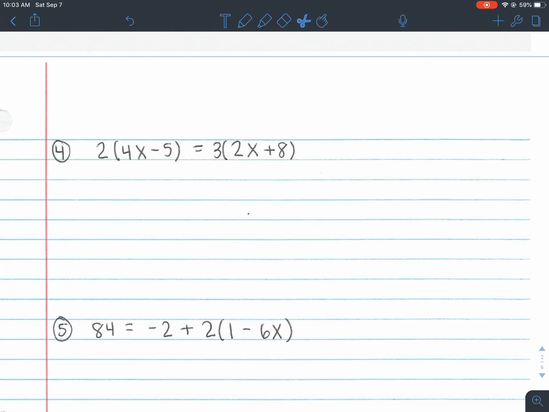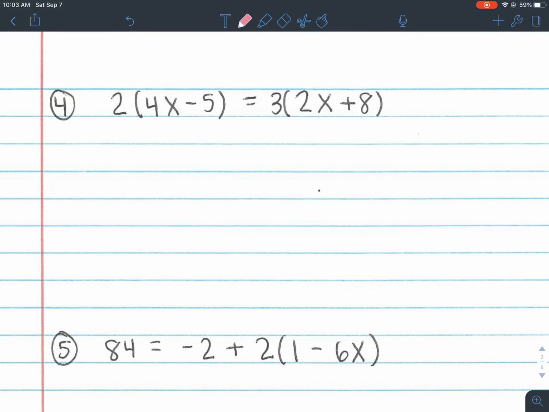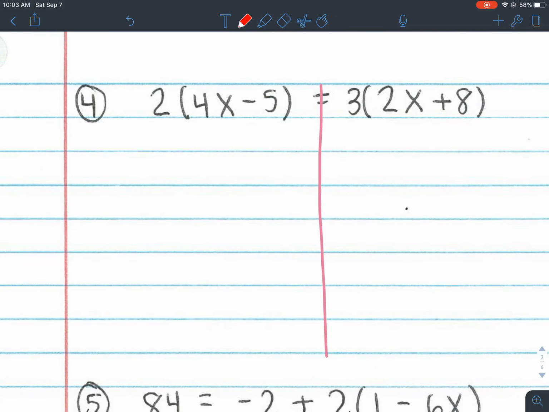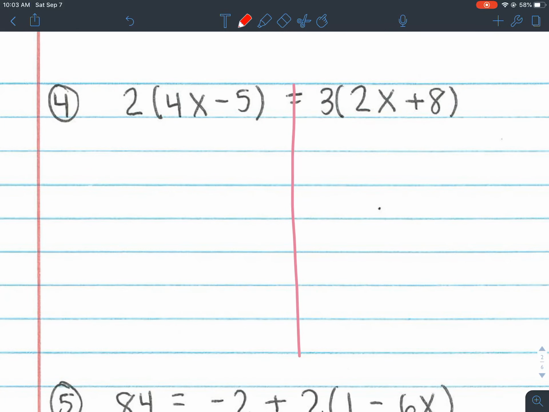All right, moving on to the next page for number 4. We have something a little bit different. However, we still know how to do this. We've learned how to do this before. So I see there's parentheses this time, and I see parentheses on both sides of my equation. Well, I'm still going to do my math like I would normally, but in order to get rid of these parentheses, I'm going to have to distribute. So I'm going to do 2 times 4x. That gives me 8x. 2 times negative 5 gives me negative 10.